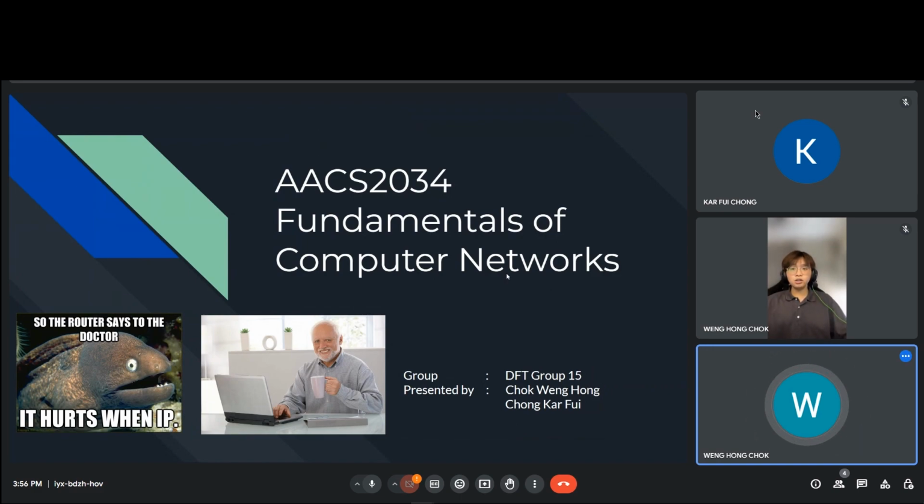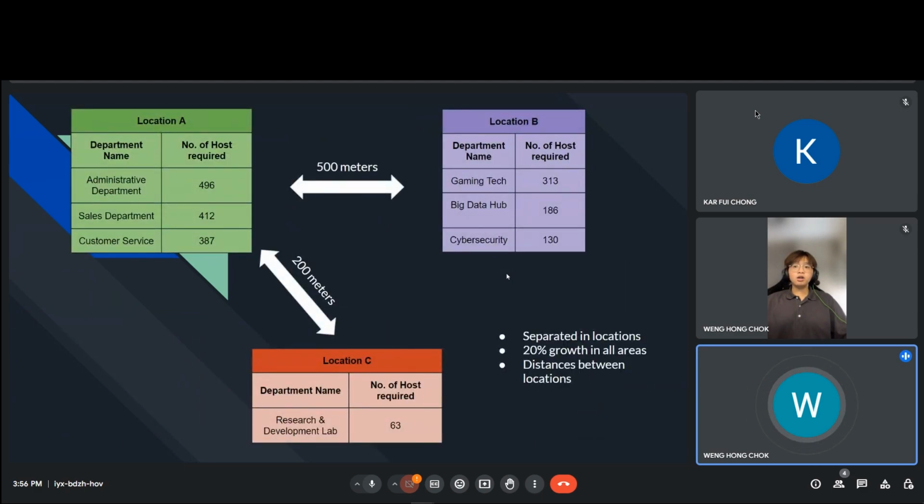So let's get started. First of all, I would like to start off with the introduction. In this assignment, two of us have been hired by a small medium-sized organization called TechX Solutions, Sdn Bhd, as their network engineers to design a local area network. We are also required to estimate 20% growth of addresses in all areas. Not only that, we need to have distance between locations, as you can see in the slide.